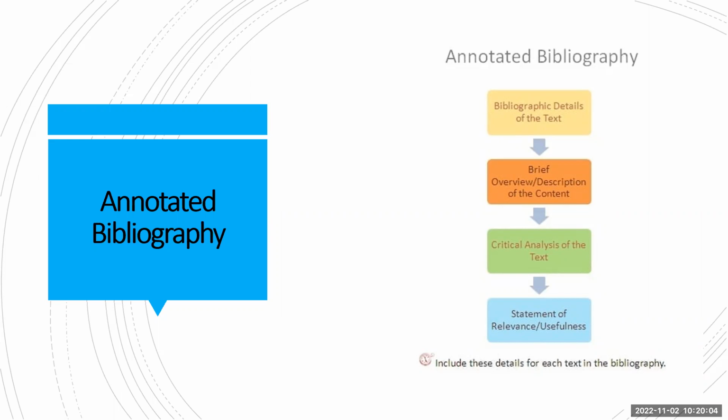but don't be discouraged, because the objective of an annotated bibliography is to write down the details of the text, the overview and description of the content, the critical analysis of the text, and the statement of relevance or usefulness. I have this here on the slide. I am trying to focus on number 3, the critical analysis of the text.